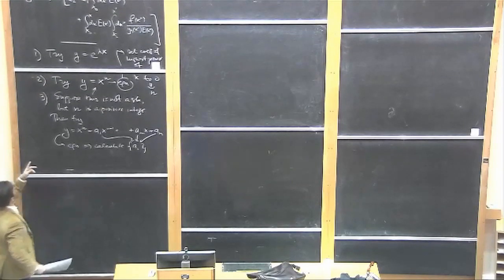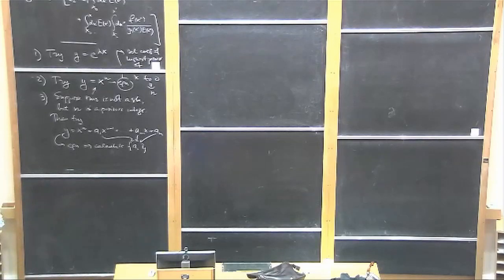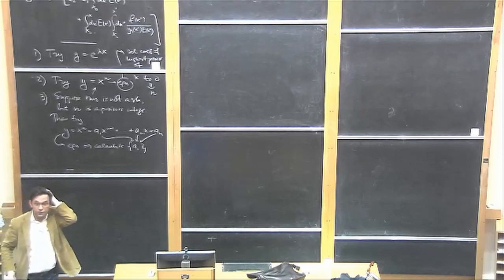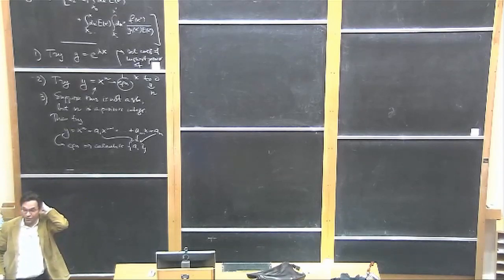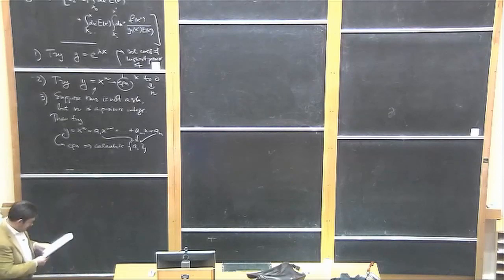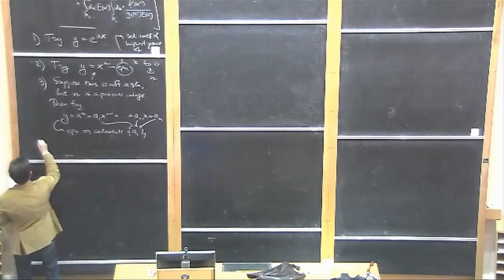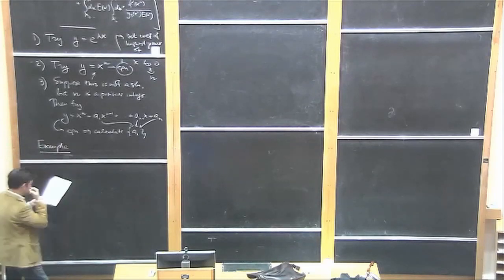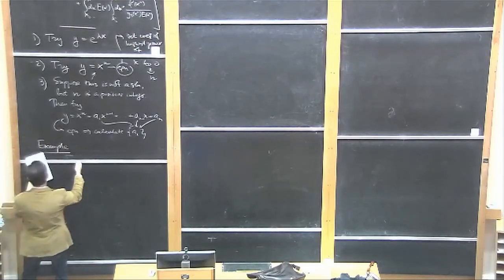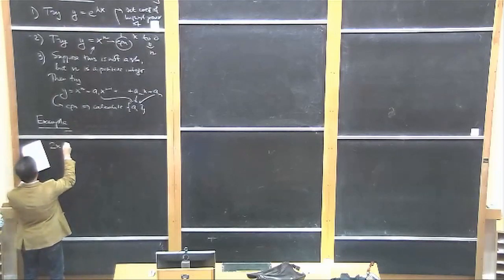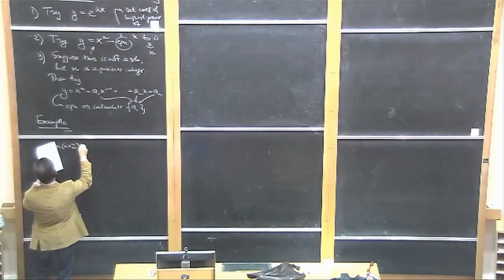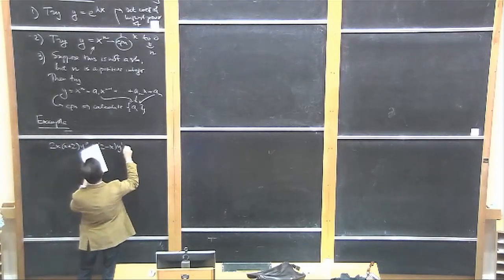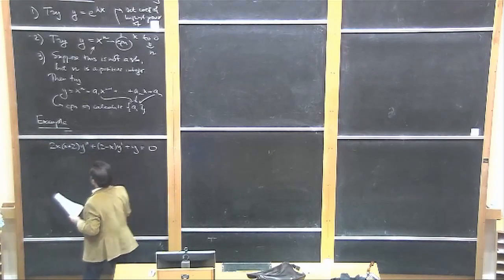I omitted to say, which I should have done, that the first method, y equals e to the lambda x, is also only worth using if the coefficients of the equation are polynomials. Okay? So let's do an example of that. You have several such examples in your problem set. Let me do another one, which is not in your problem set. So let's consider this equation.